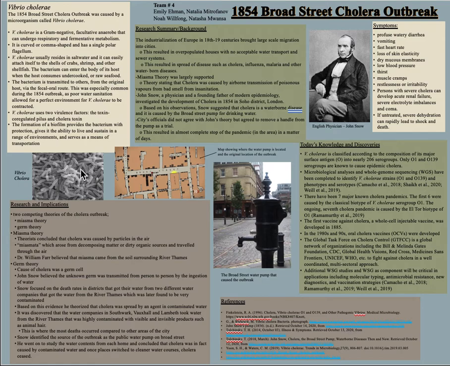transportation. The symptoms of cholera, as written down here, include profuse watery diarrhea, vomiting, fast heart rate, loss of skin elasticity, dry mucous membranes, low blood pressure, thirst, muscle cramps, restlessness or irritability, and can even progress into acute renal failure, severe electrolyte imbalances, and coma. And of course, if left untreated, the severe dehydration caused by the constant fluid loss can rapidly lead to shock and death.